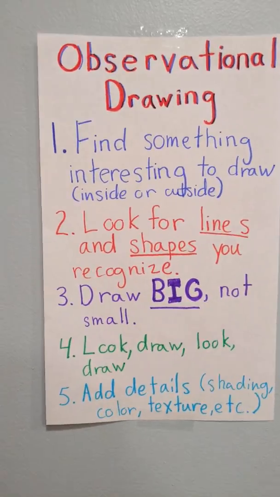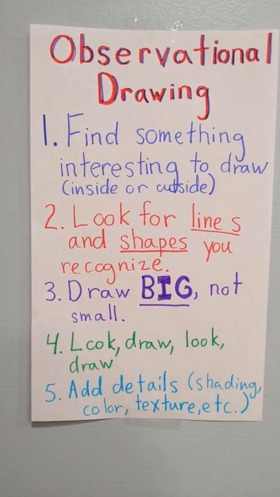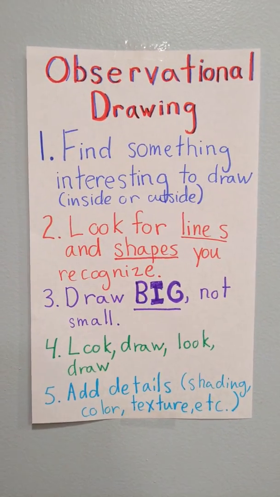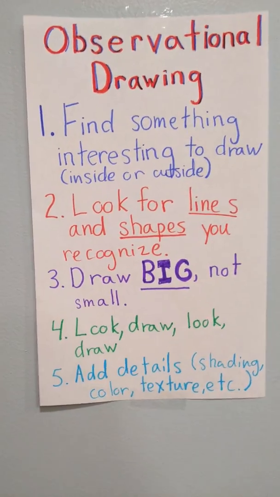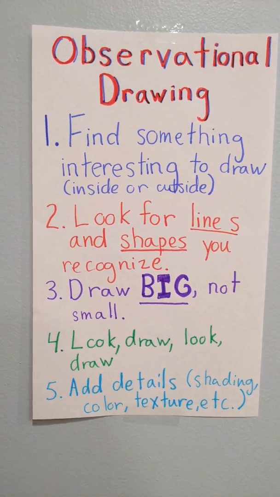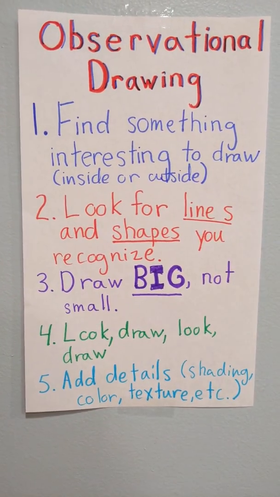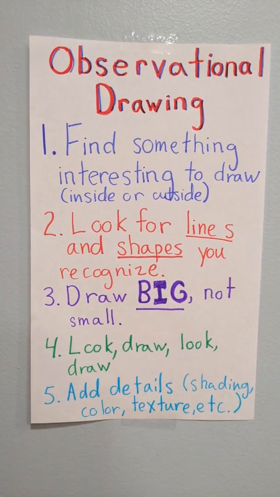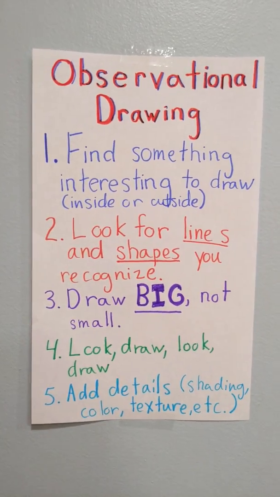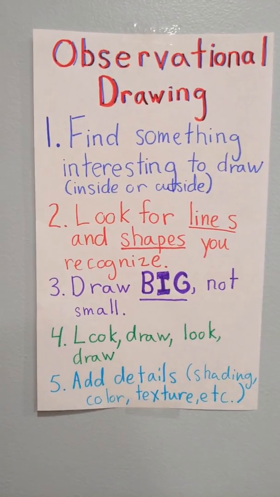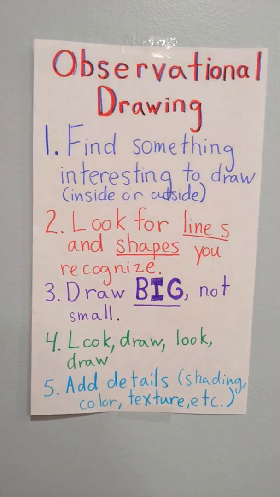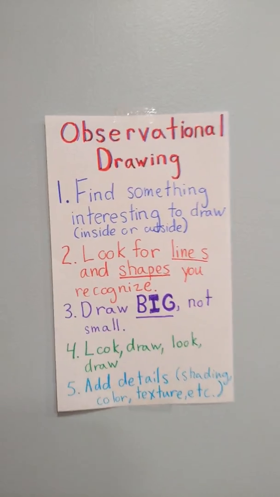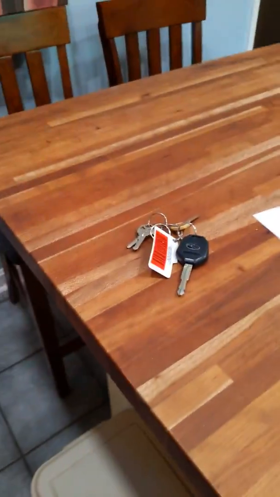Here are our basic rules of observational drawing. One is find something interesting to draw, something that you find interesting, inside or outside. If you have a space you can go to outside where you won't be around other people, because we are pretty much doing the social distancing thing right now. If you can go outside, like into your backyard or front yard, and you'd like to draw out there, that's fine. But you can also make still lifes inside.